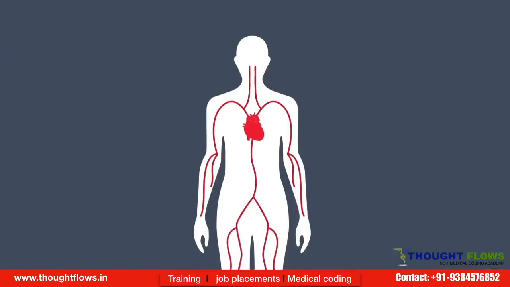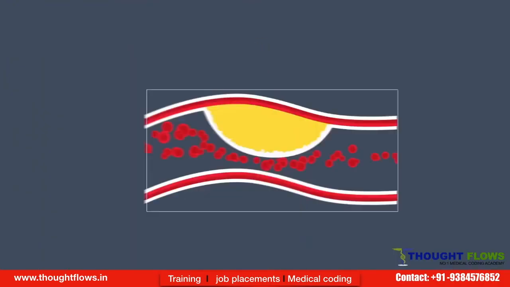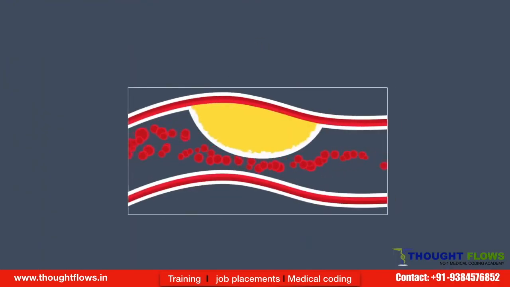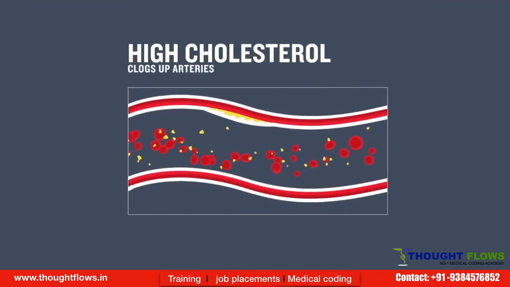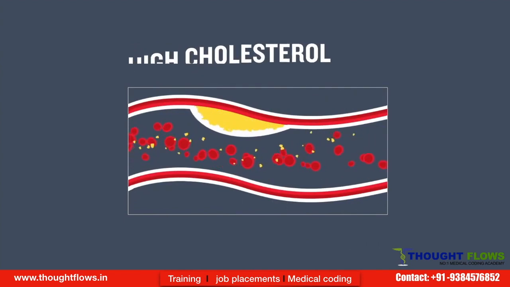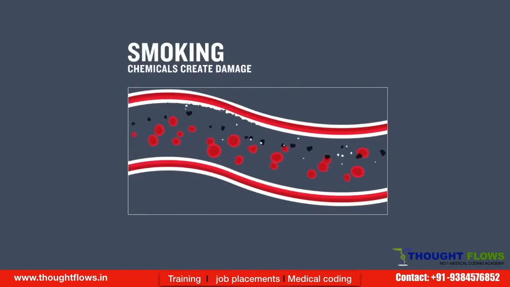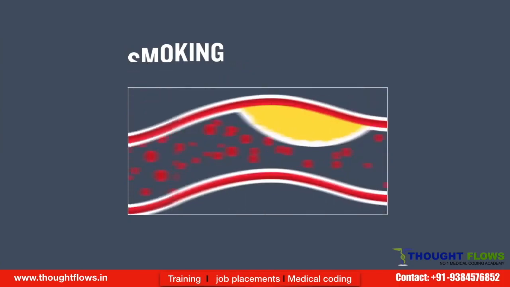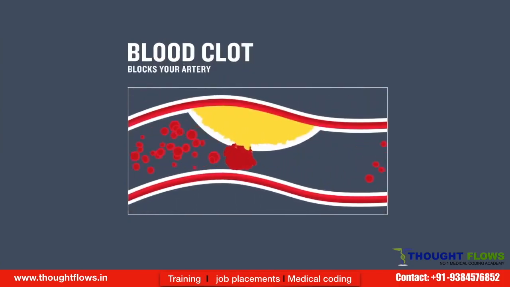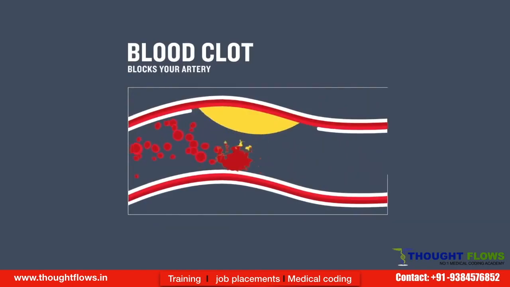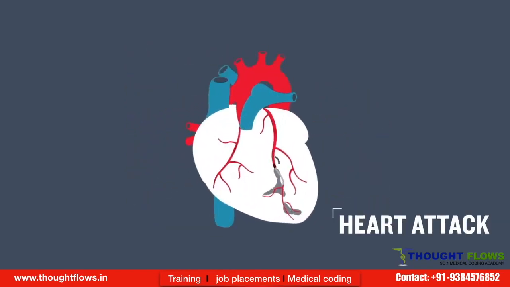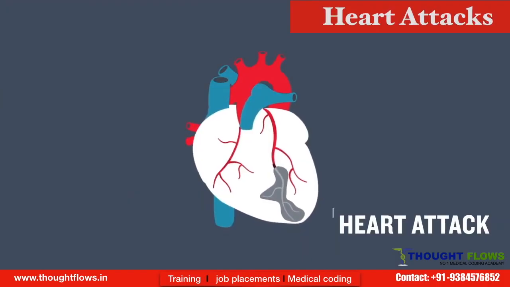Most cardiovascular diseases are caused by blockages or narrowing of coronary arteries. High cholesterol forms fat or plaque inside the arteries. High blood pressure, normally called hypertension, damages the arterial walls and blocks the flow of blood. Even smoking releases chemicals into the arteries that damage the walls of arteries, and blood clots form that completely block or restrict the flow of blood. All the above reasons block the flow of blood, which results in heart attacks.